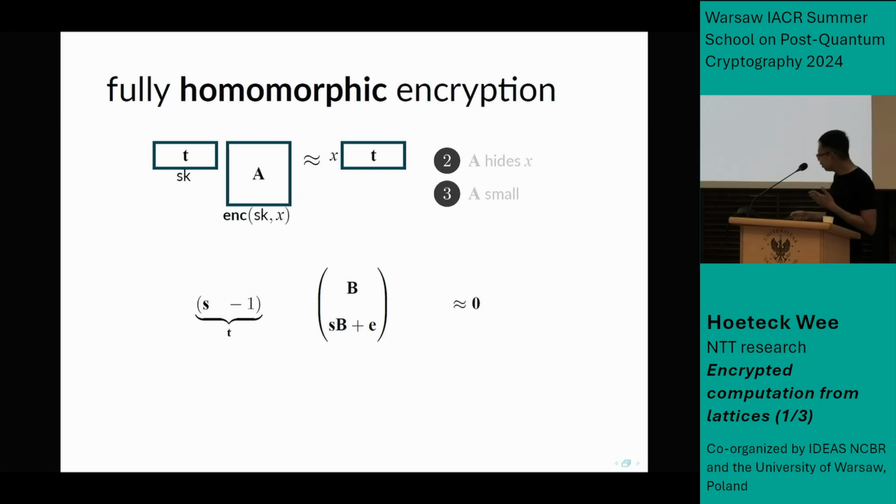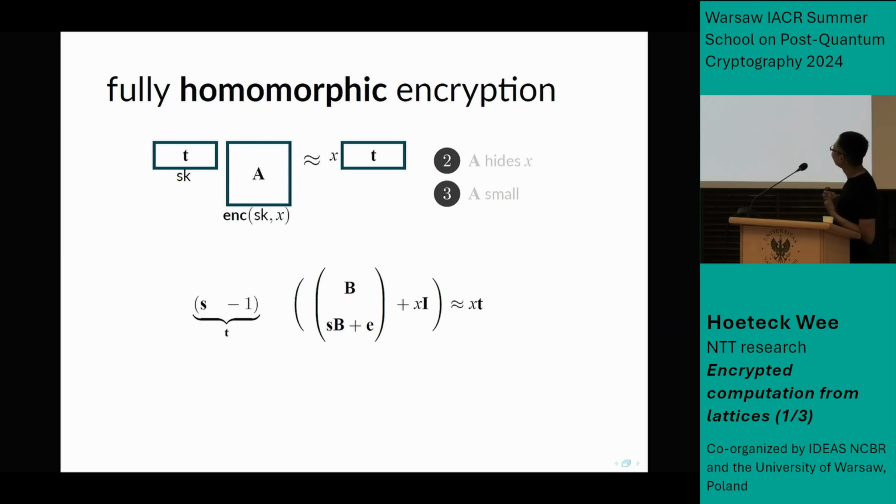This basically says: if I have a matrix that has eigenvalue 0, how do I turn it into a matrix with eigenvalue X? What you do is just add X times I to B stacked on top of SB plus E. Then T times the first term is close to 0, and T times X times I is X times T. Okay, so that gives us the scheme that satisfies the first requirement. So an encryption of X looks a bit like this expression over here: B stacked on SB plus E, plus X times I, and it's going to satisfy the equation on the top left.